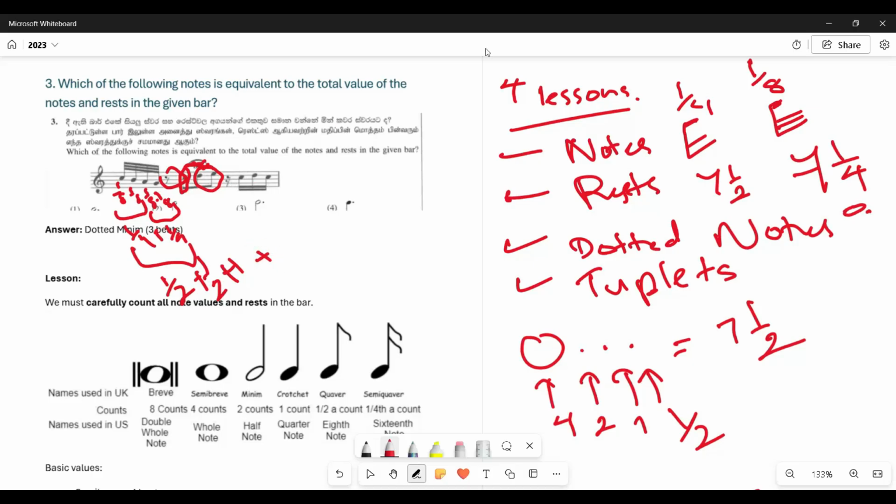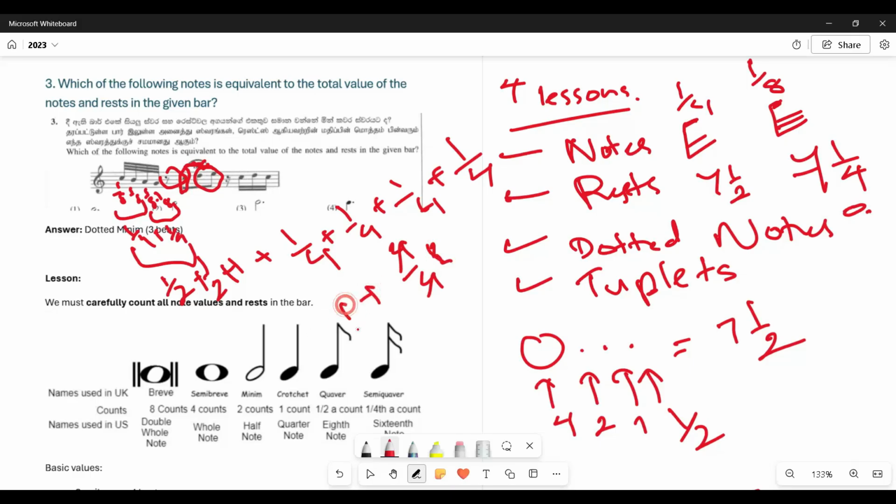Then this is actually 1/4 account plus 1/4 account plus 1/4 account plus 1/4 account. So 1/4 plus 1/4 plus 1/4 plus 1/4, that's 4/4, that's 1, right? Okay, then this is 1, this is also 1, so it's 3. 3 is the note dotted meaning. So this would be the answer. 3 beats.